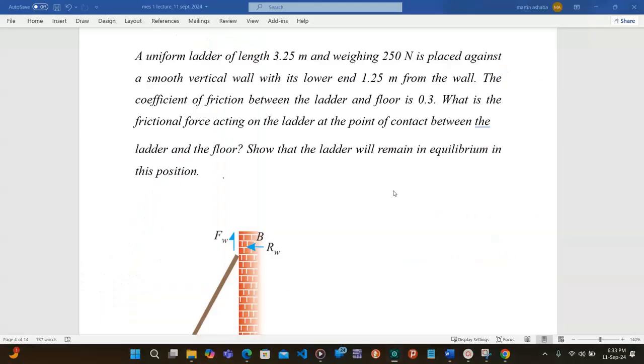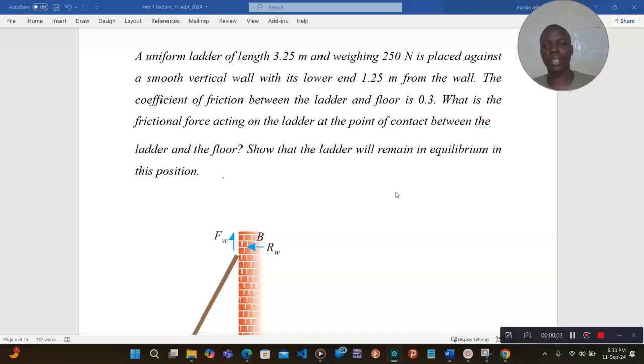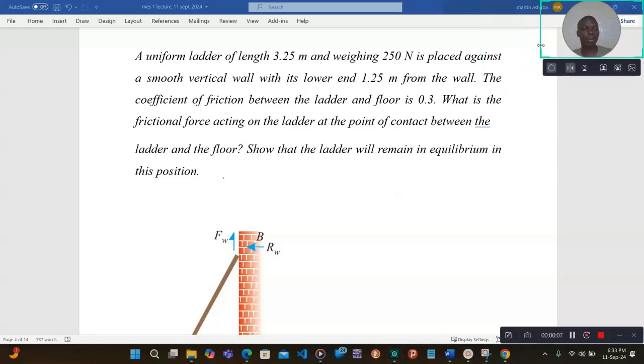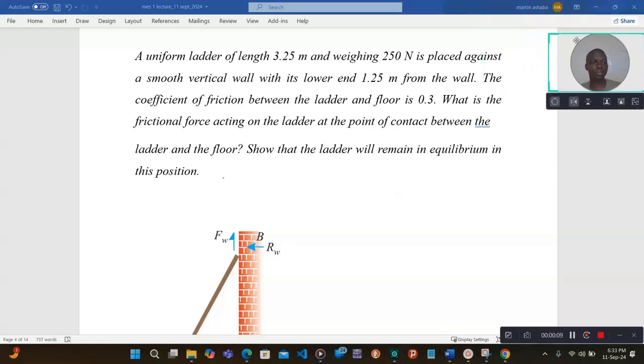So members, in this problem, we are looking at a ladder problem, and we are still looking at applications of friction. The guiding question says, a uniform ladder of length 3.25 meters and weighing 250 newtons is placed against a smooth vertical wall with its lower end 1.25 meters from the wall.